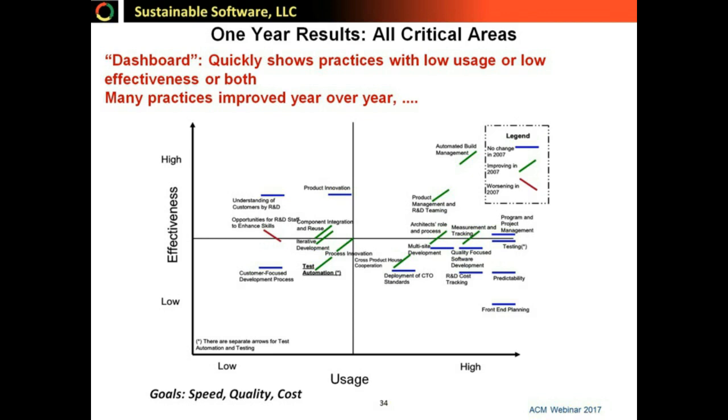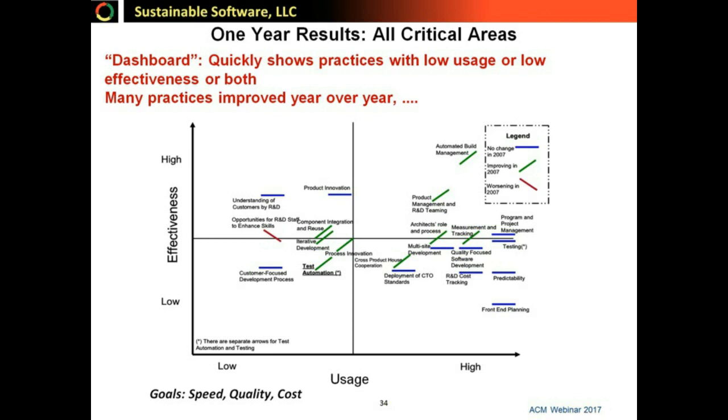It was cross-organization. And I want to emphasize, we not only were able to identify practices that needed attention, like those in the low-low area, for example, but just as important, we could provide some insight into how to improve it. And one way, of course, is perhaps bringing in good practices in industry.